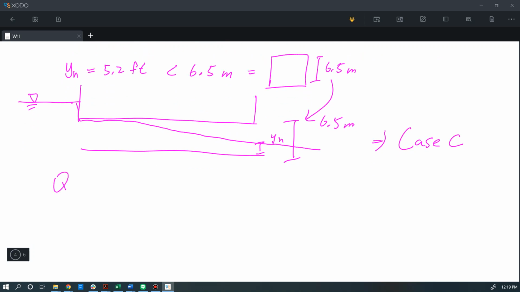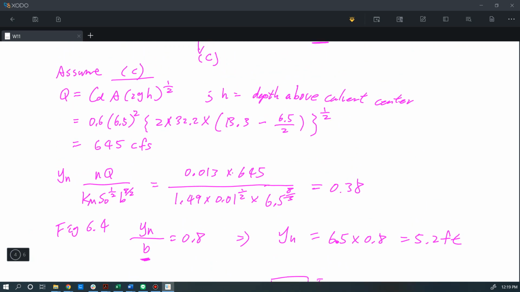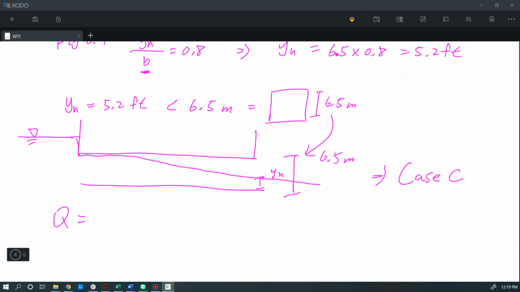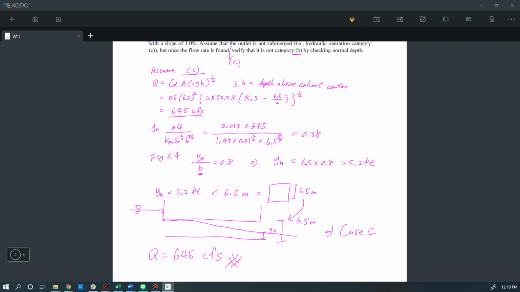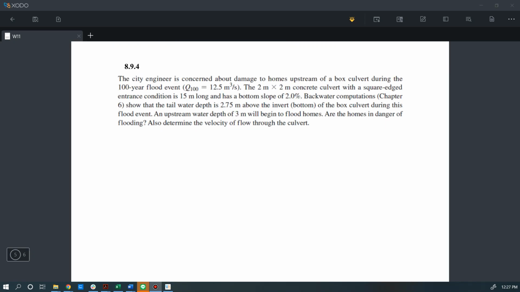So the flow rate that we calculate is correct, which is 645 CFS. Okay, so I stop here for 2 seconds for you to read through this calculation. Okay, so now let's look at problem 8.9.4.